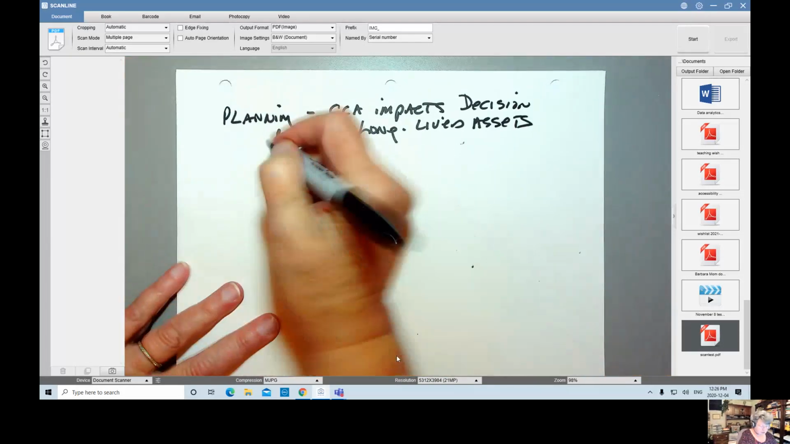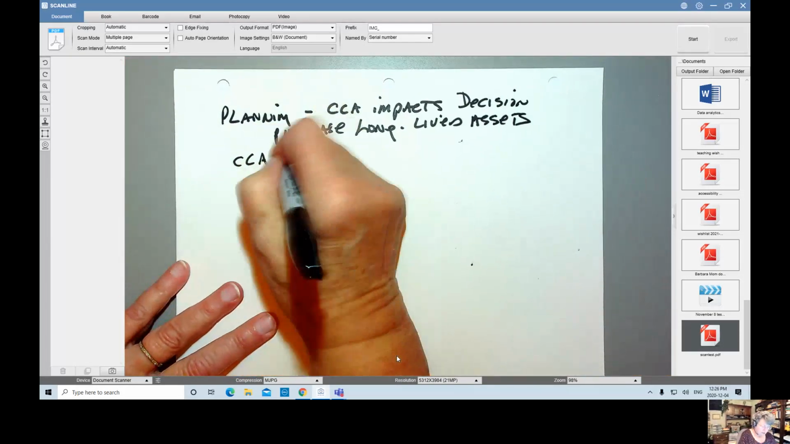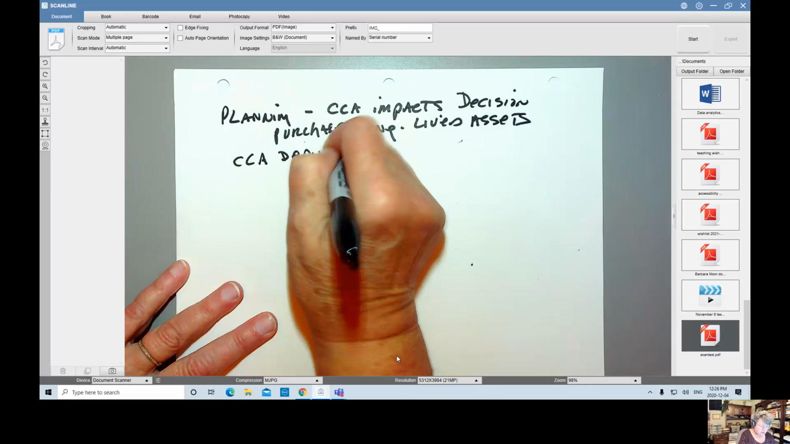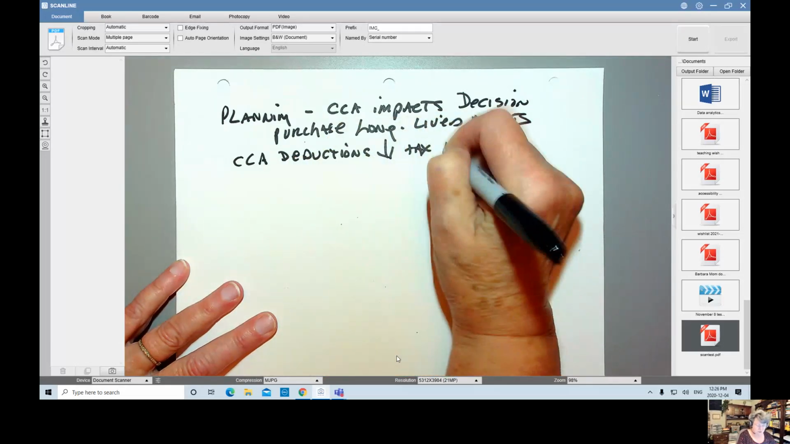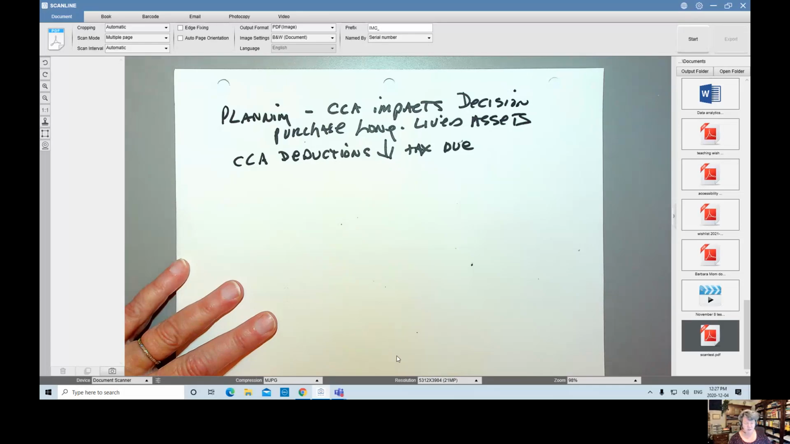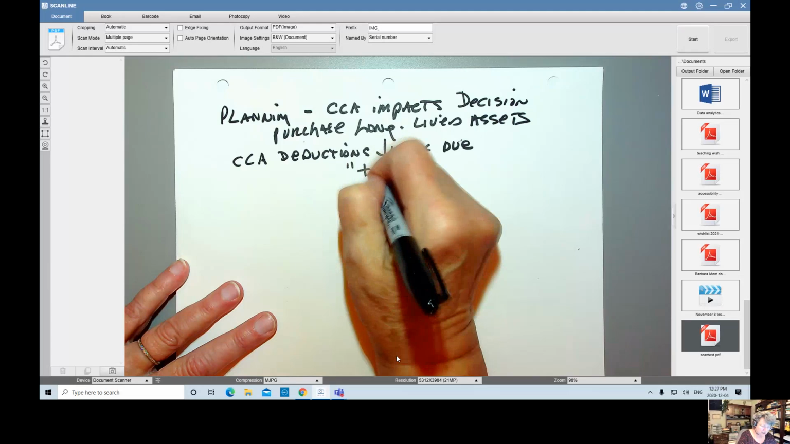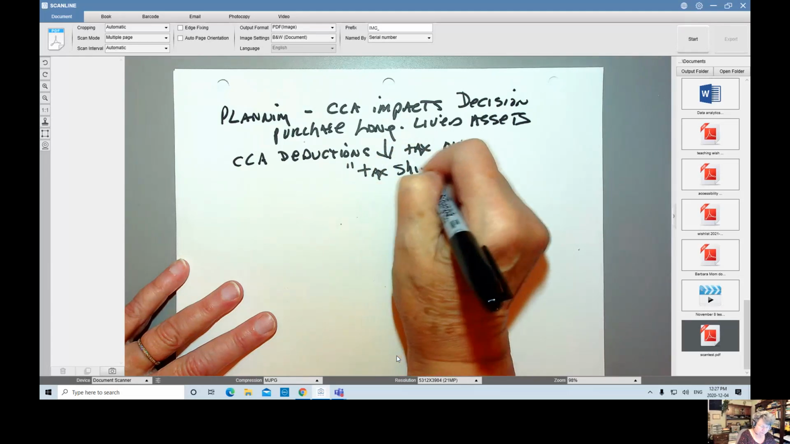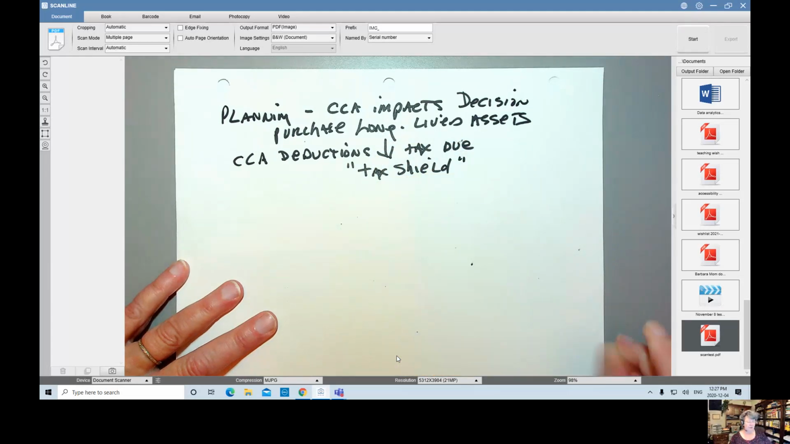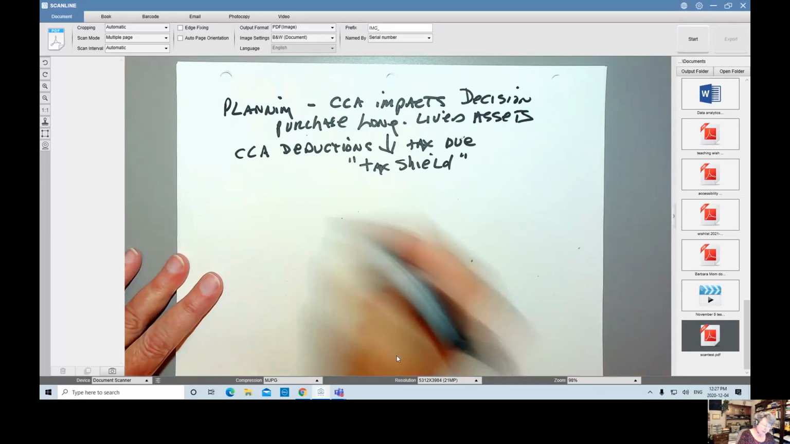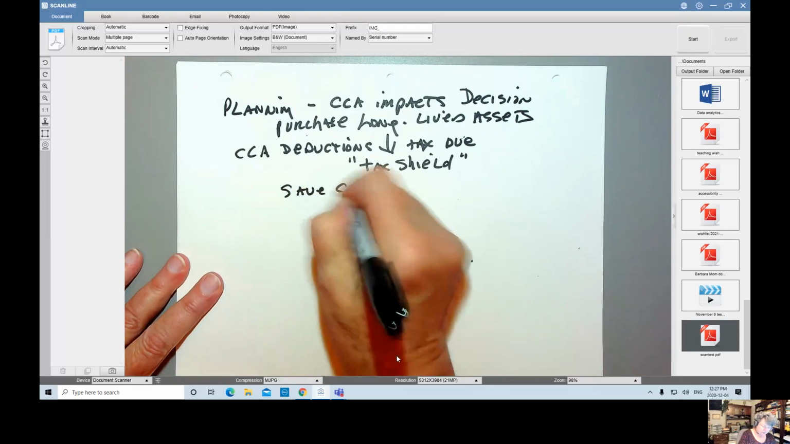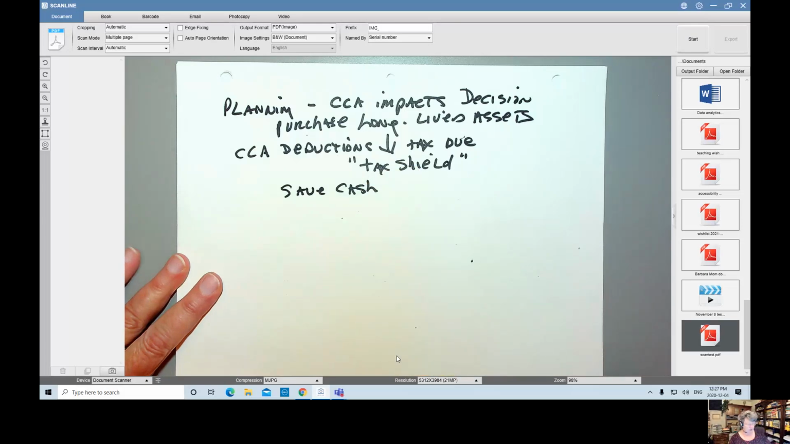CCA deductions essentially decrease the tax due in any given year. That decrease is called the tax shield, the amount that the CCA deduction saves in tax. That means you're saving cash. It's a cash flow issue.